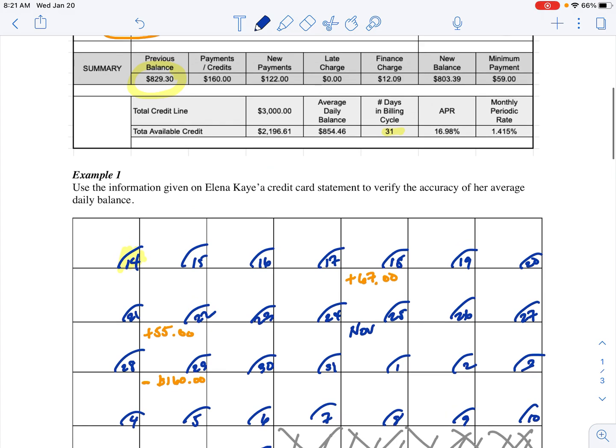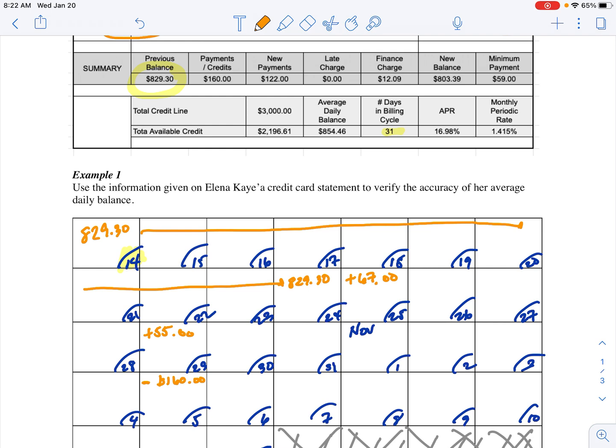So we'll look here. The 14th was 829.30, and that's going to go all the way. You could fill out each one all you want, or you just put these arrows on there. Doesn't matter. Okay. So now what happens on the 25th, you made a purchase of $67.